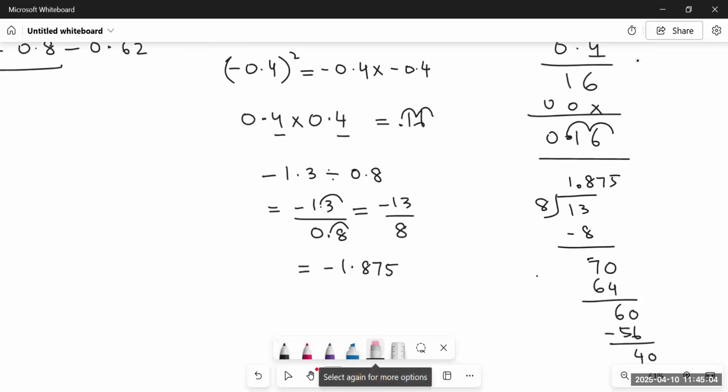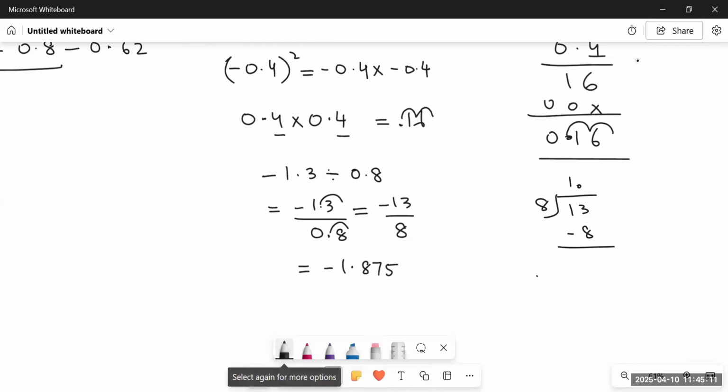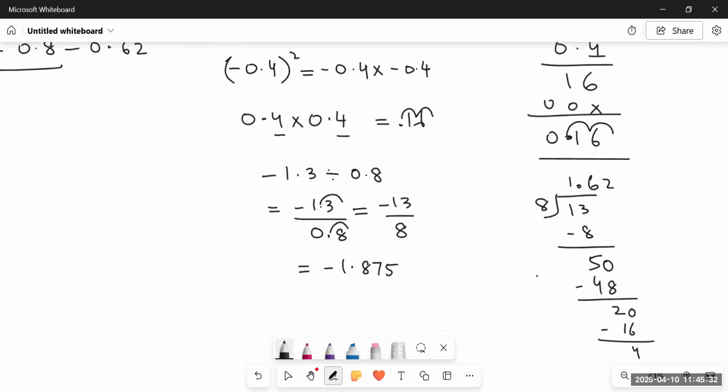Sorry, students, we made a mistake over here. 8 ones are 8. When we subtract 8 from 13, the answer is 5. Put a 0. And here comes 8 4s are 32, 8 5s are 40, 8 6s are 48, 8 2s are 16, and then 8 5s are 40. So it will be 1.625.